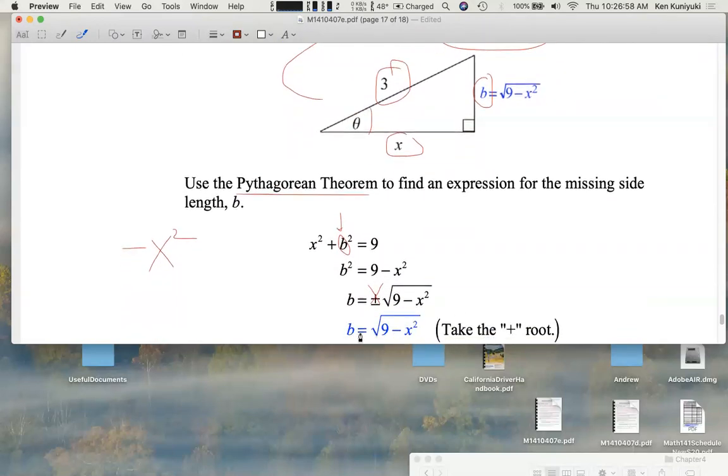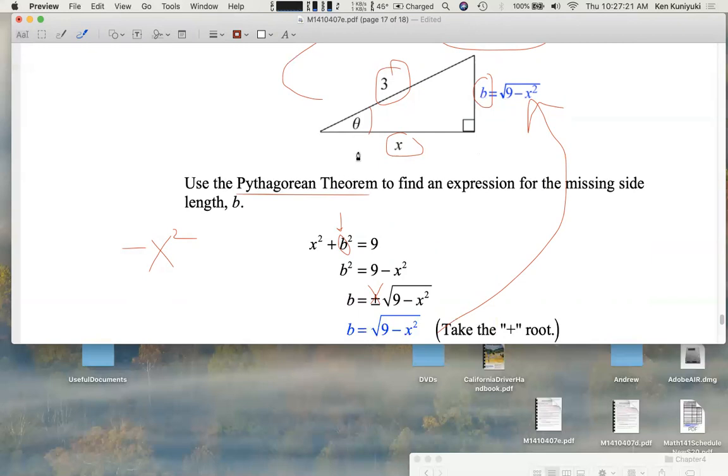We take b equals the non-negative root of 9 minus x squared, and we can label the side like so. Remember, to find cotangent of theta, it's going to be helpful to find an expression for this side length in terms of x. Again, what do we want? Cotangent of this angle theta.